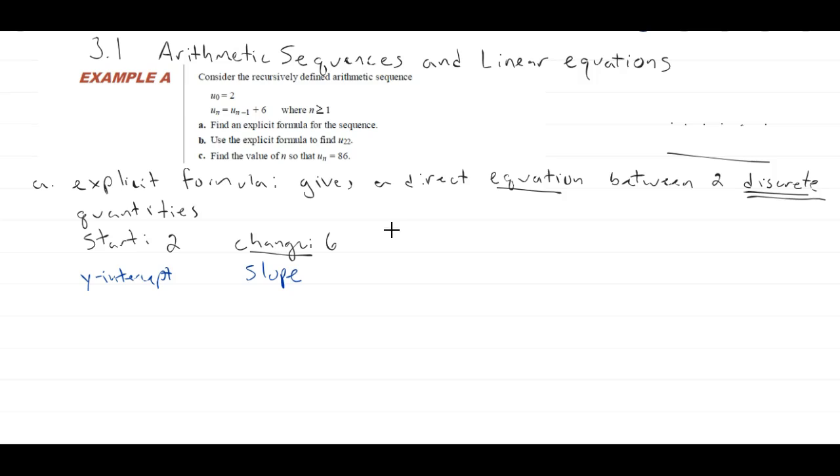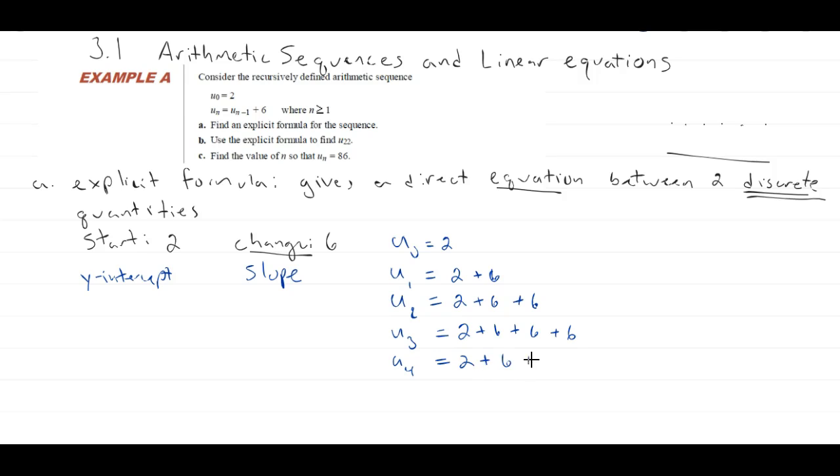Alright, so if we wanted to write some sort of equation for this, let's do it now. So even before we do that, let's just start off by saying u sub 0 equals 2. U sub 1 is going to equal 2 plus 6. And we're going to say u sub 2 equals 2 plus 6 plus 6, right? Because we just take the previous term and add 6. U sub 3 is going to equal 2 plus 6 plus 6 plus 6. And u sub 4 is going to equal 2 plus 6 plus 6 plus 6 plus 6.